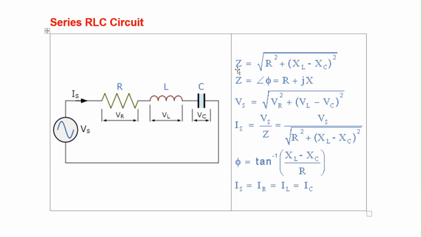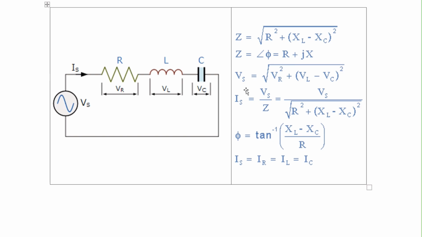So the value of Z will be equal to the square root of R square plus (XL minus XC) to the whole square, or (XC minus XL) to the whole square, depending on which one has the greater value. Now Z equals magnitude at angle phi, which is equal to R plus jX. X is the difference of these two, that is XL minus XC or XC minus XL.